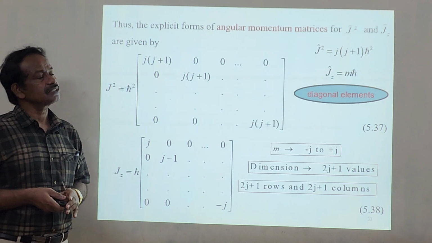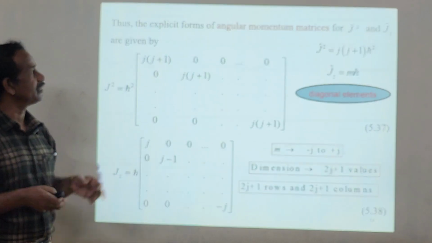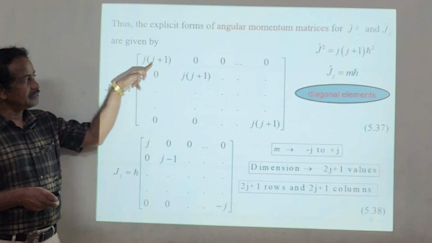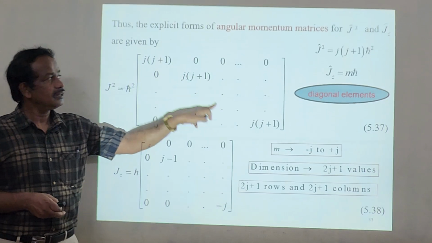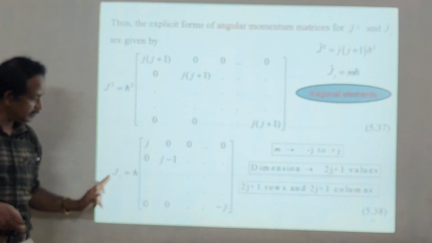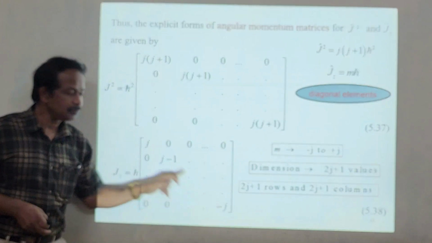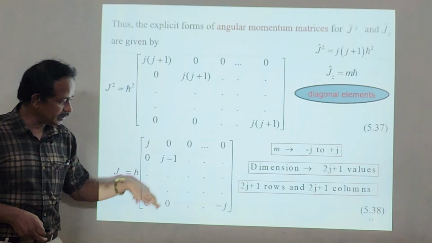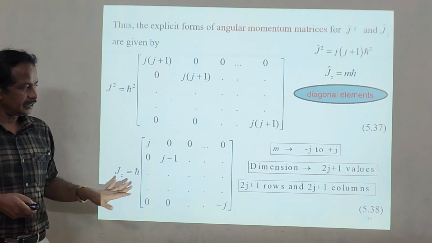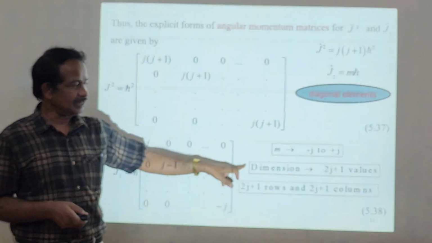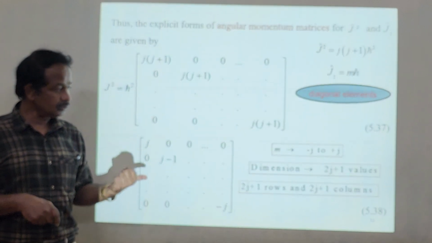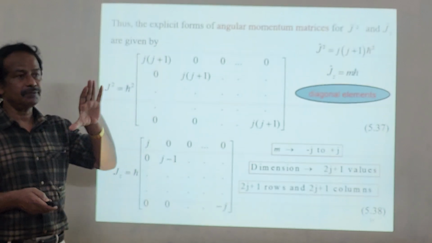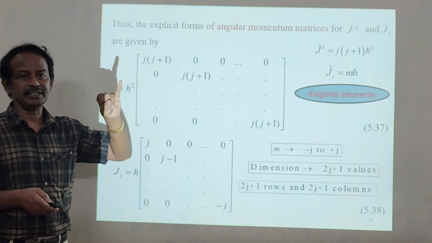Now the complete expressions, put together. Generally we can write this as, this is for J squared and this is for J z. J squared will be h bar squared j into j plus 1, and only diagonal elements alone will exist. Off-diagonal elements will be 0. And for J z, m goes from minus j to plus j, so j, j minus 1, j minus 2, dot dot dot, minus j. Off-diagonal elements will be equal to 0. The dimension will be 2j plus 1, so 2j plus 1 rows and 2j plus 1 columns. Only diagonal elements will exist. Okay, any doubt? So we have finished this part, that is, J squared and J z.